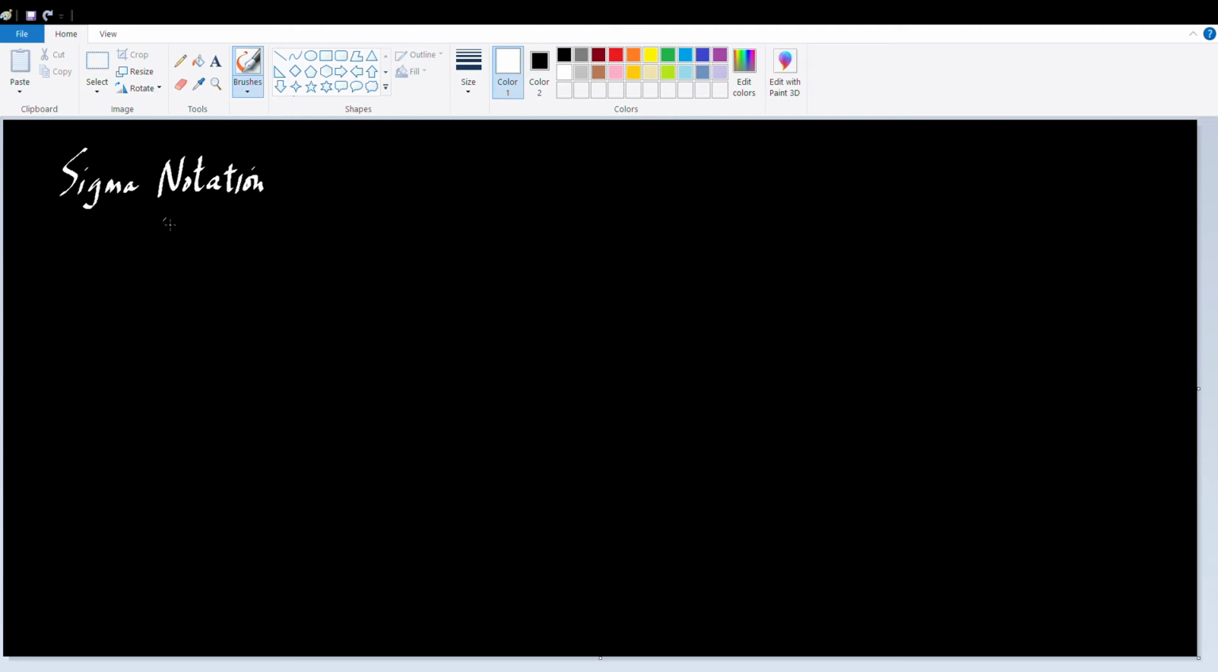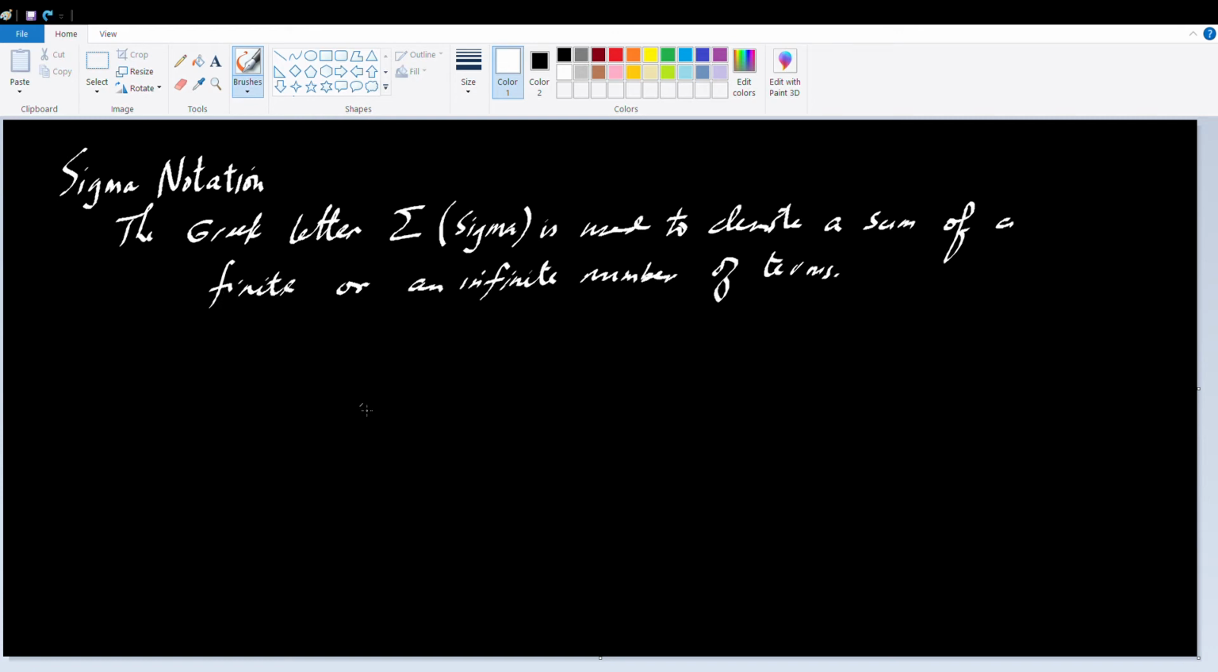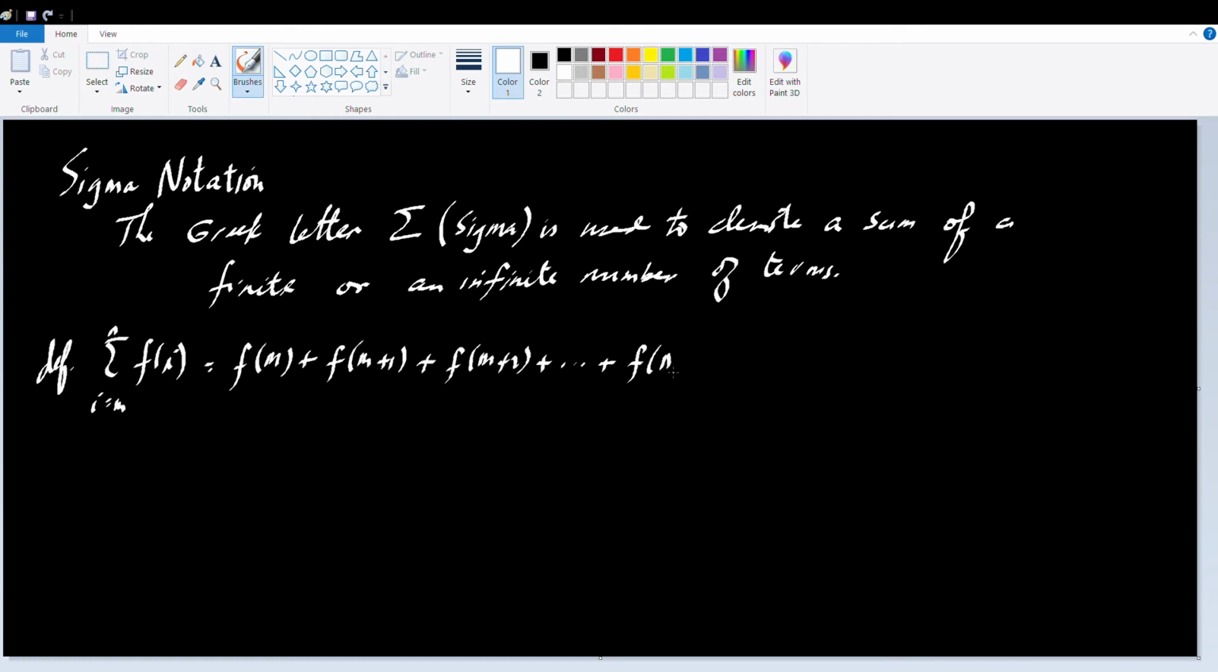The sigma notation, or the summation notation, plays an important role in calculus, especially in definite integrals. The Greek letter sigma is used to denote a sum of a finite or an infinite number of terms. So we define the summation of f of i from m to n as the sum of f of m plus f of m plus 1 plus f of m plus 2, and so on and so forth, plus f of n minus 1 plus f of n.